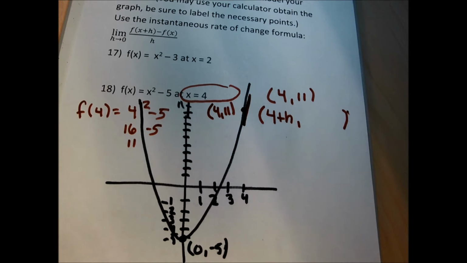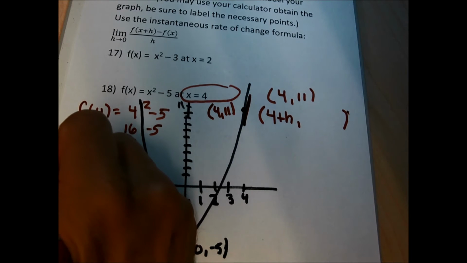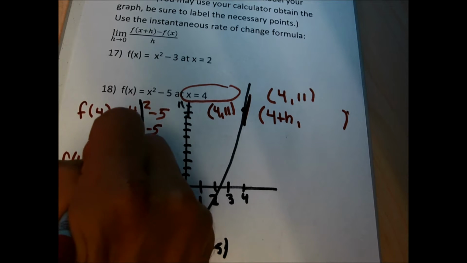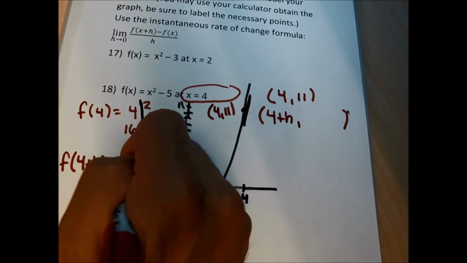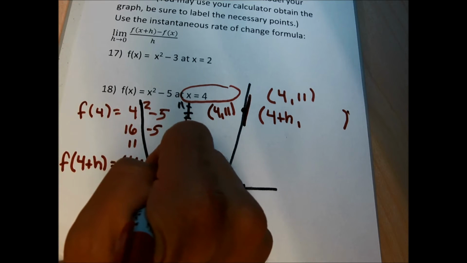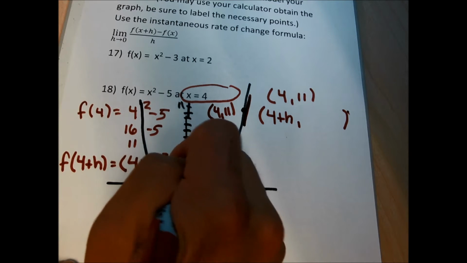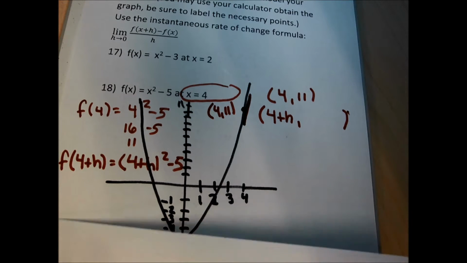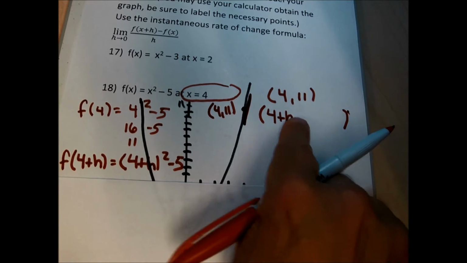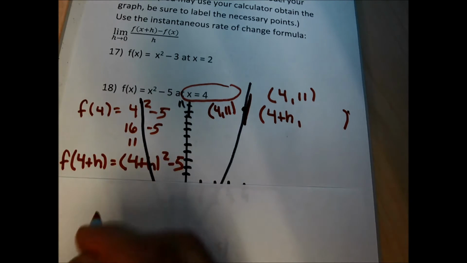So I'm going to have to do some work off to the side. The x-coordinate of my second point is 4 plus h. So the y-coordinate of my second point is going to be (4 plus h) squared minus 5. I don't know how well that's showing up, so I'll pull out a different sheet of paper. All I did is take this x value and plug it into that function.